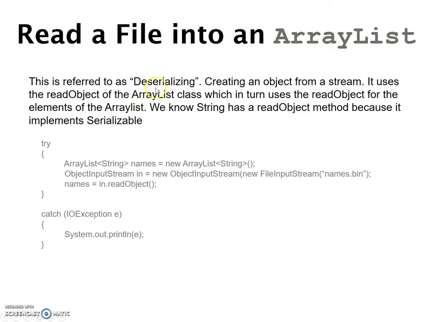Now let's go in the opposite direction, where we're going to read from the file and reconstitute it back into an array list. So this is referred to as deserializing, and I'm going to be creating an object from a string. It uses the readObject of the ArrayList class, which in turn uses the readObject for the elements in the array list. Since in this case we know that string has a readObject because it implements serializable, then I'm able to create my array list of strings, create my object input stream, which is going to be reading from names.bin, and all I have to say is readObject from my input stream, and it reconstitutes it back into an array list of strings. One line of code.